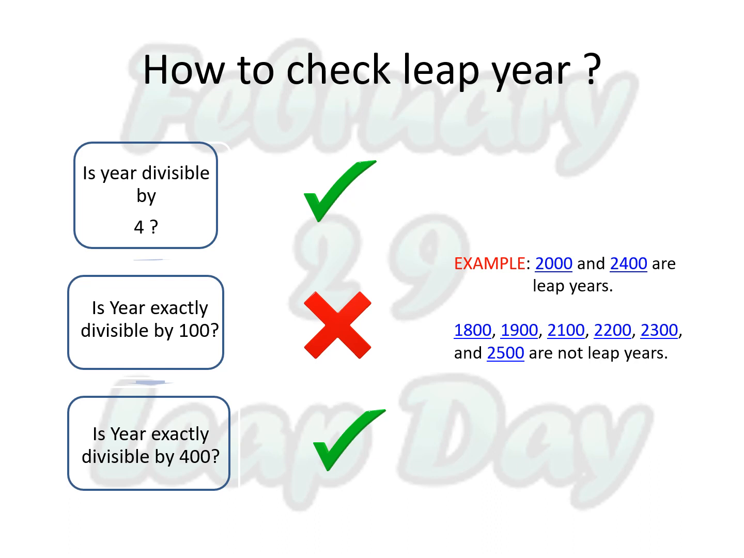So here are the examples also. We can check 2000 and 2400 are completely divisible by 400, so those are leap years. 1800, 1900, 2100 and so on are not leap years because these are divisible by 100 and they are not divisible by 400.